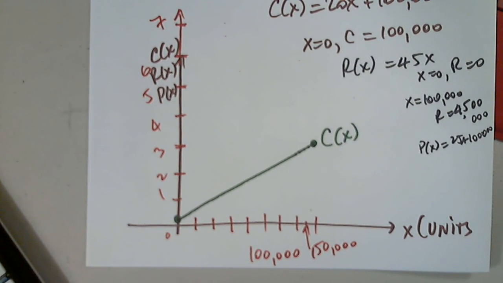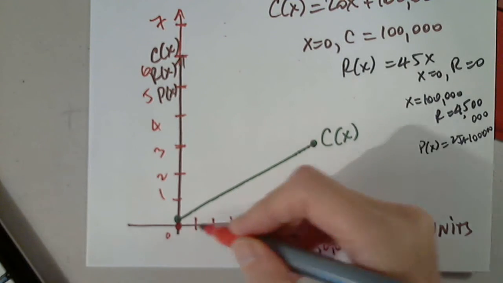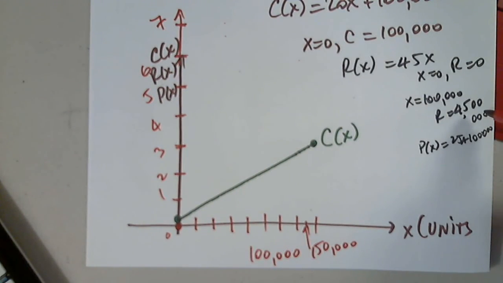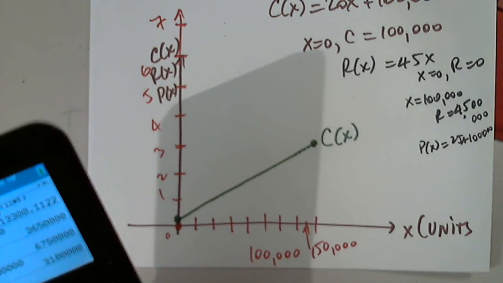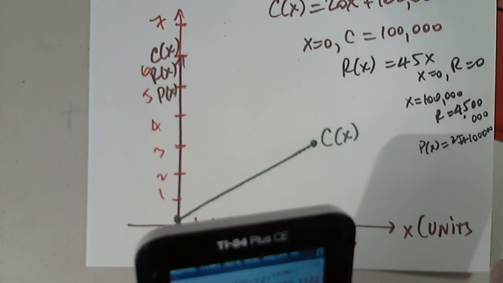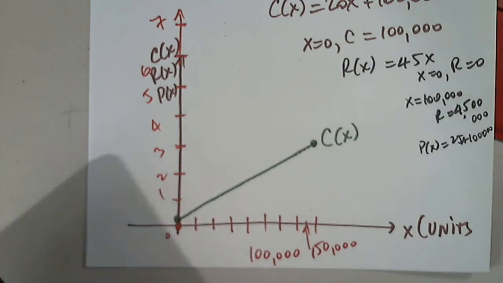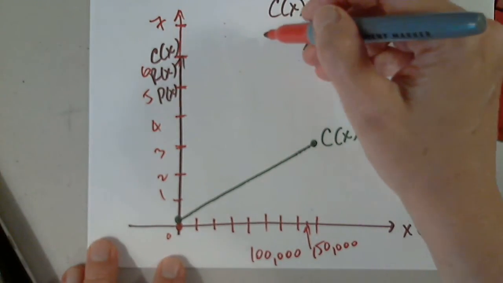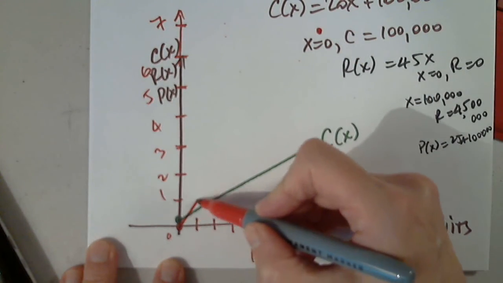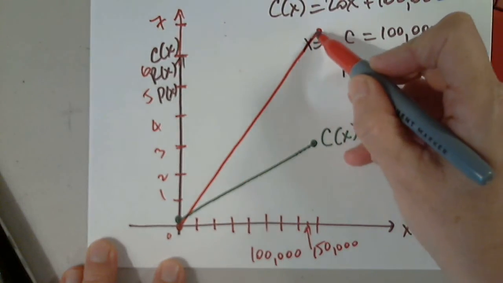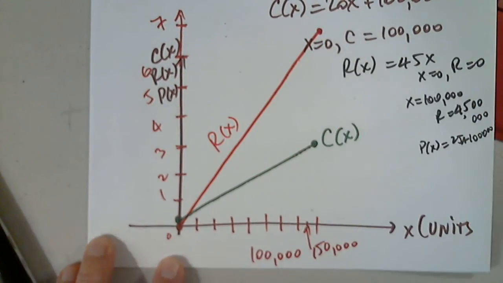Okay, so let's see again what we get with the revenue. Revenue when x is 0, y is 0. And I need to determine 450,000. I think I did that. 45, yes, I did. 6.7, yes, I did. I'm going to say somewhere here. So this is R of x.